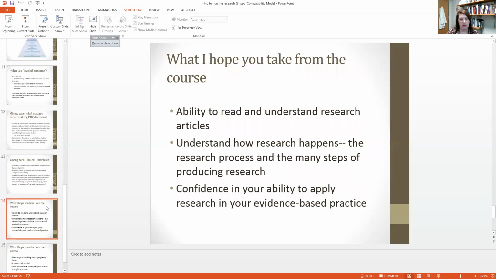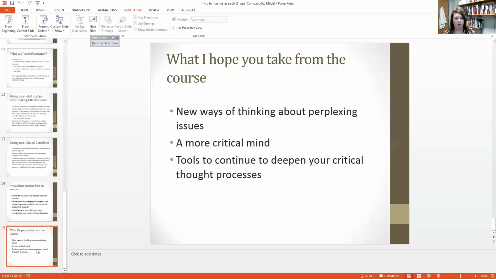I just want you to have an increased familiarity in being able to read articles and have some basic understanding of them. I would like you to appreciate the multiple steps that go into producing nursing research, and then increasing your confidence to be able to apply this at the bedside. Of course, I would always like for you to work on increasing your ways of thinking about things and to have a more critical approach to the care that you're giving, and to feel like you have further tools to deepen your critical thought process.